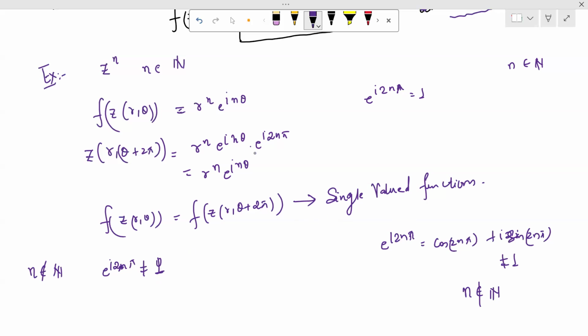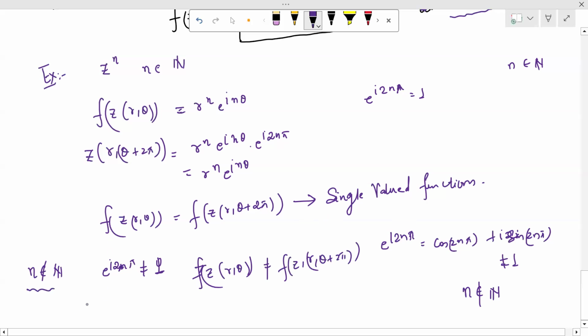If it is not equal to 1, then clearly f(z) at (r, θ) would not be equal to f(z) at (r, θ + 2π). I'll give you an example, don't worry. So basically, if n doesn't belong to natural, then the function f(z) equal to z raised to power n would be a multi-valued function.